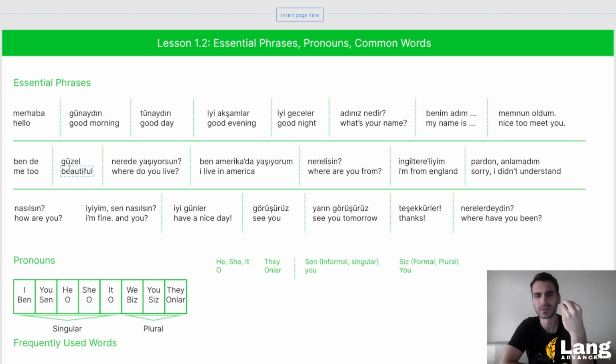Çok lezzetli. Very tasty. Nerede yaşıyorsun? Where do you live? Ben Amerika'da yaşıyorum. Nerelisin? Where are you from? İngiltereliyim. Pardon, anlamadım. Nasılsın? İyiyim. Sen nasılsın? You. What about you?